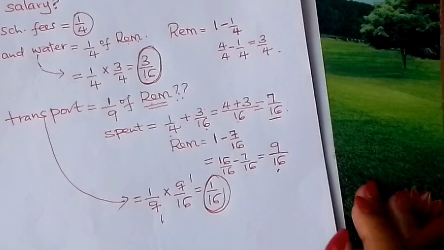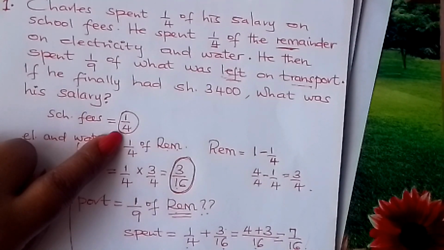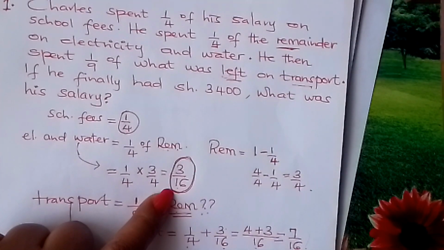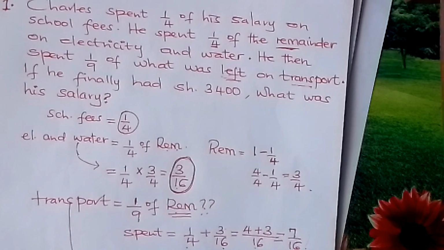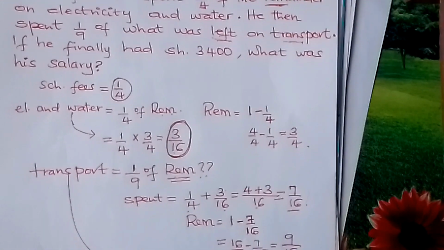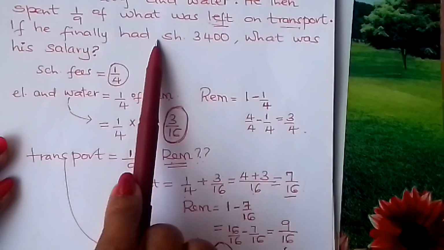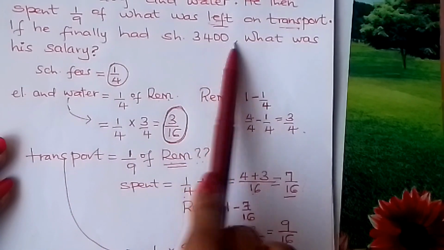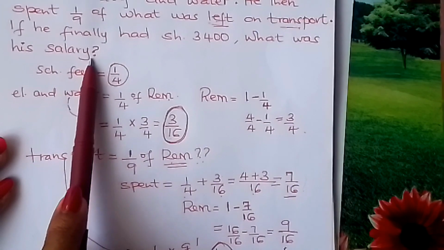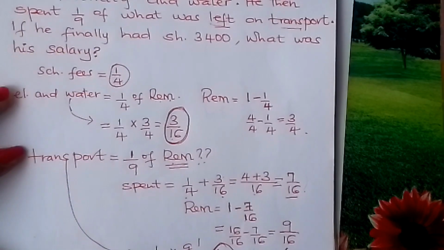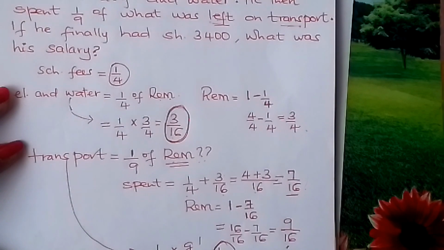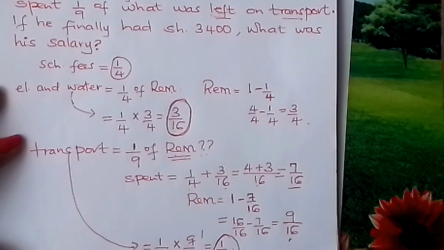Look at that. I've circled again. So again, I remind you, fees, he has spent a quarter. Water and electricity, 3 over 16. Transport, 1 over 16. From there, what are we asked? If he finally had shillings 3,400, what was his salary? If he is now left with 3,400, what was his salary?